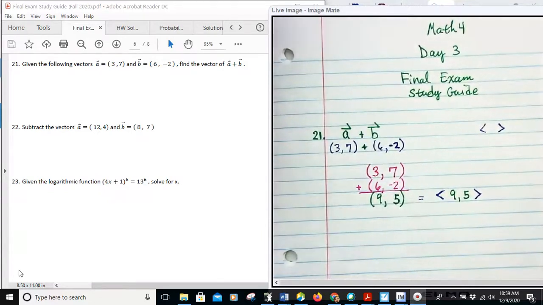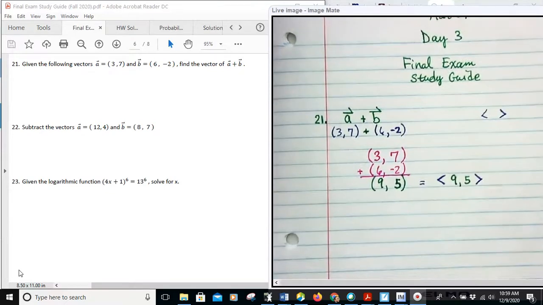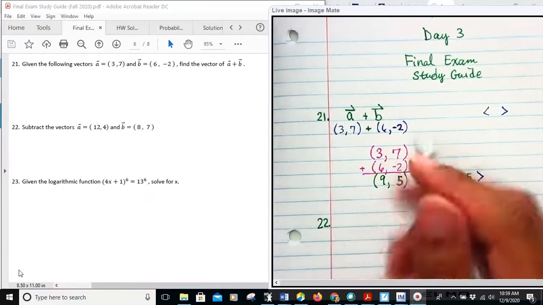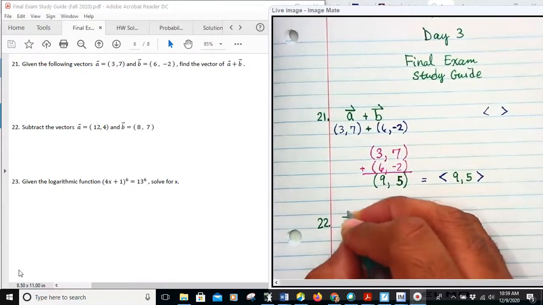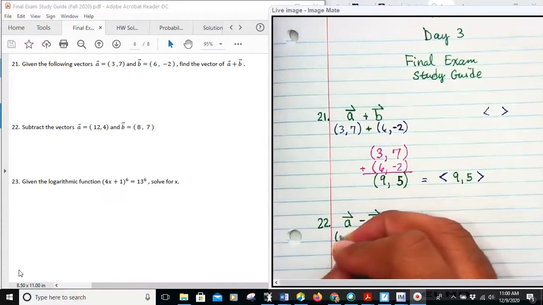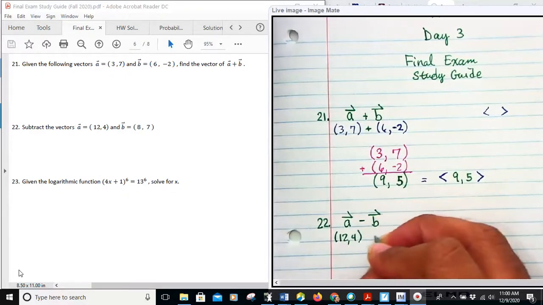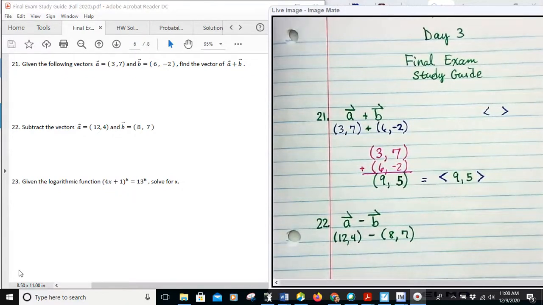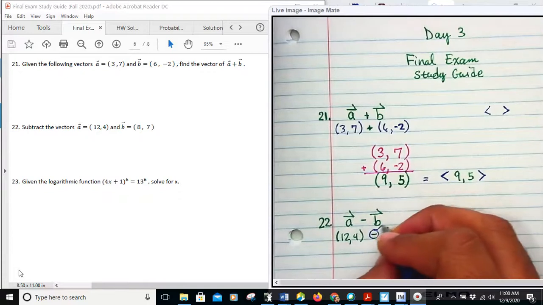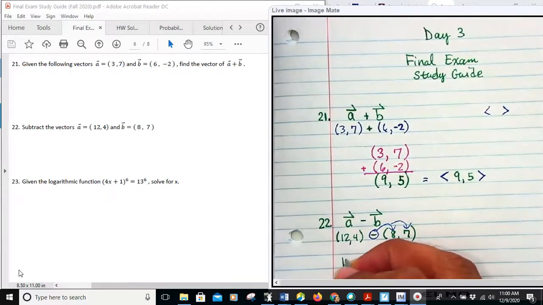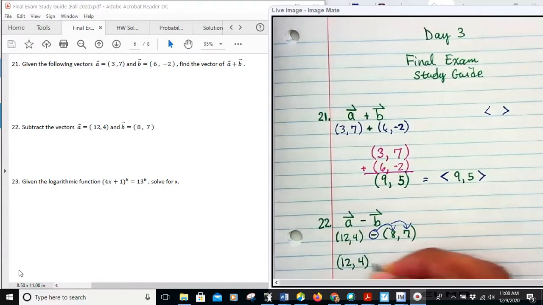All right, so number 22. This time it says to subtract them. So here we have vector A minus vector B. Make sure we first remember to distribute this negative to both terms inside the second vector. So technically we're dealing with addition again. It's a negative 8 and a negative 7.